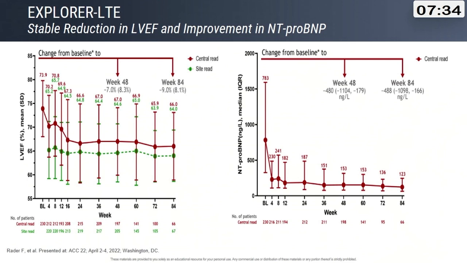On the left-hand side here, we have the left ventricular ejection fraction with an initial drop during the treatment period, but afterwards we had a stable reduction in left ventricular ejection fraction, and all remained within normal range. On the right-hand side, we have the cardiac biomarkers, which declined significantly, reflecting relief in myocardial stress after receiving the medication in the initial period.